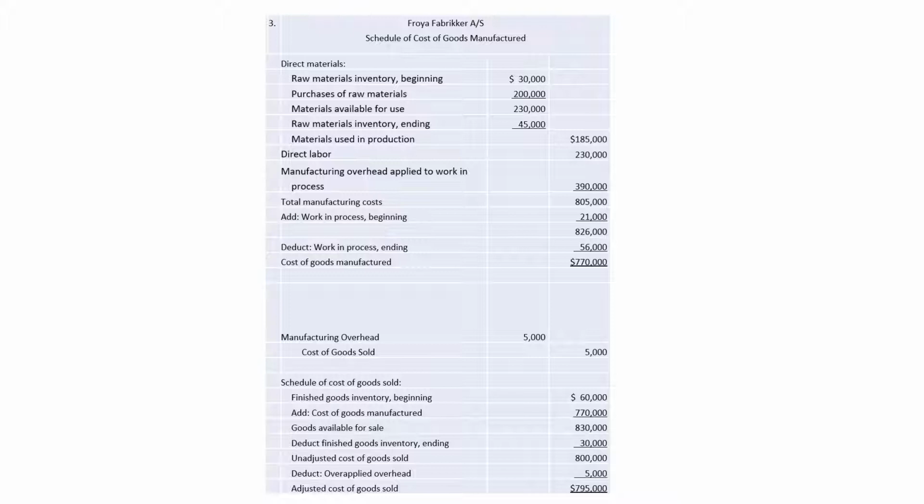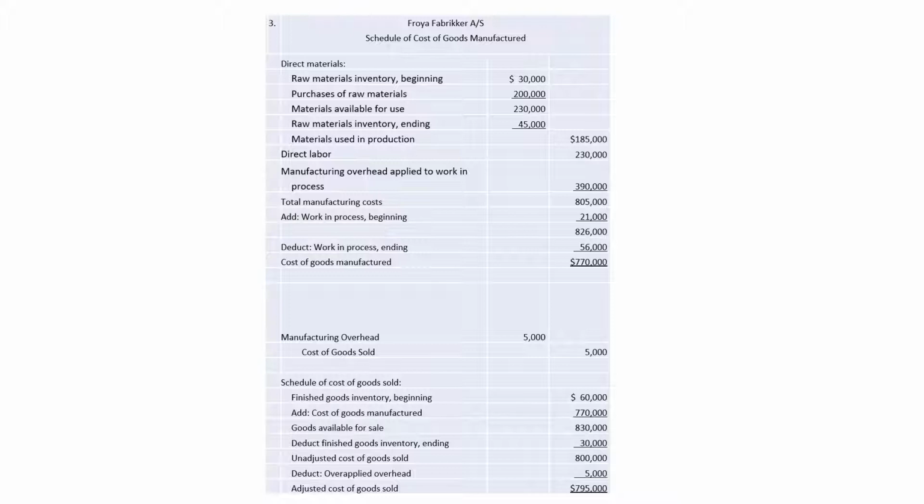So our raw materials began the period at $30,000. That was given. We purchased more raw materials of $200,000 to give us $230,000. The ending balance in our raw materials T account is $45,000. So the materials that were put into production this year were $185,000.